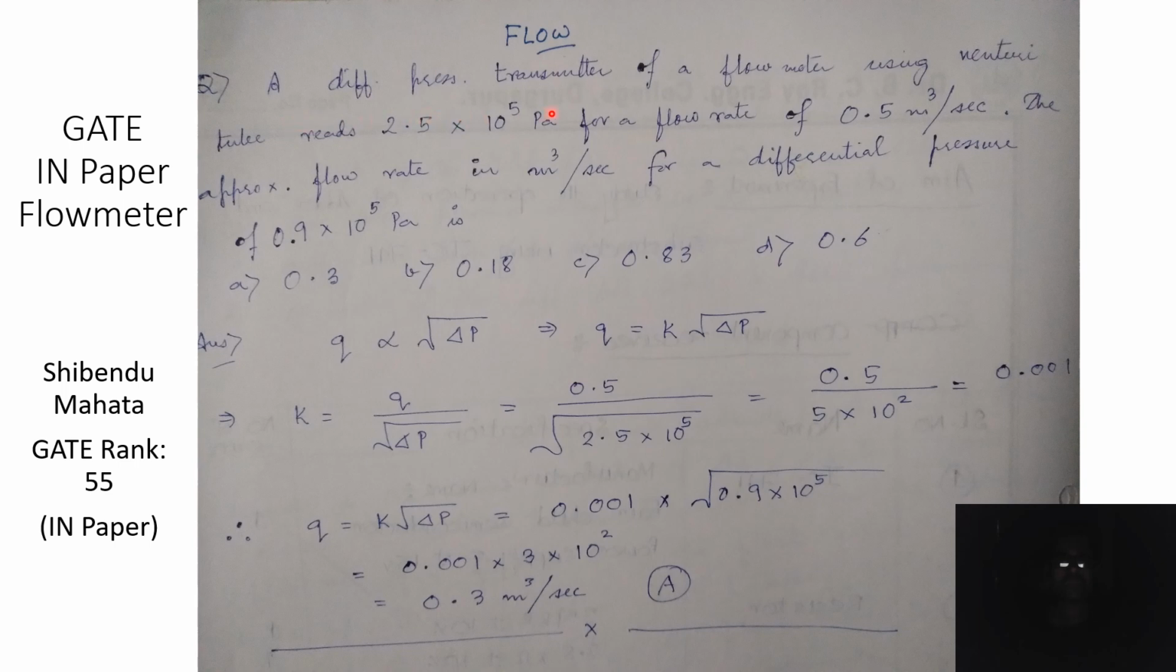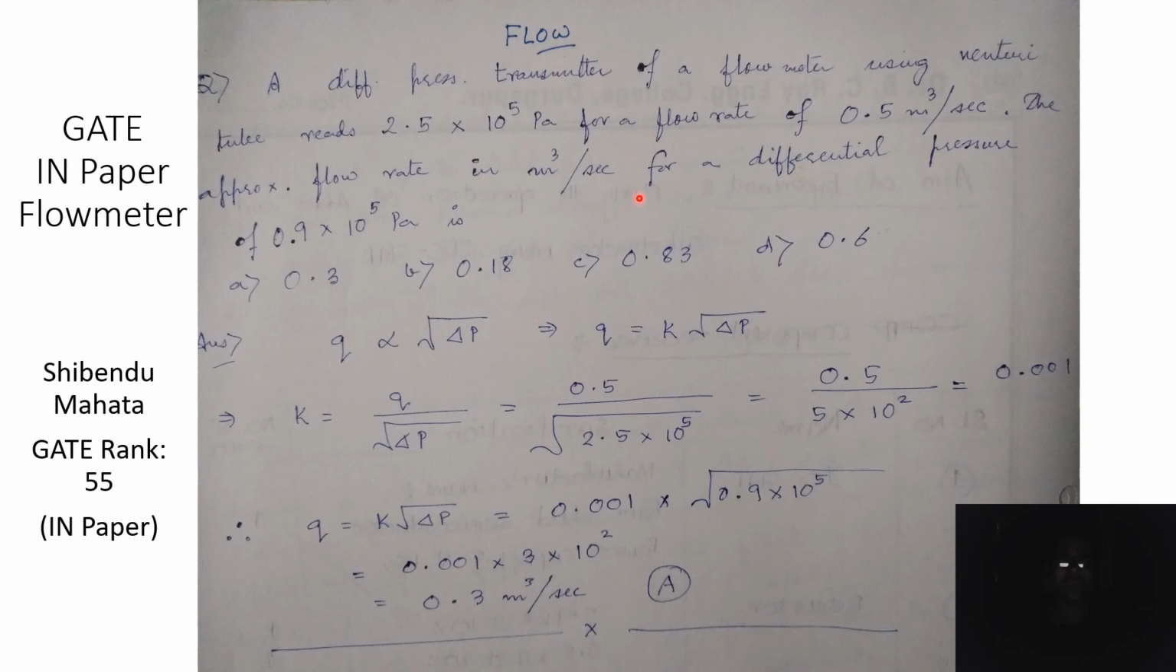A differential pressure transmitter of a flowmeter using venturi tube reads 2.5 × 10^5 Pascal for a flow rate of 0.5 meter cube per second. The approximate flow rate in meter cube per second for a differential pressure of 0.9 × 10^5 Pascal is 0.3, 0.18, 0.83 or 0.6.